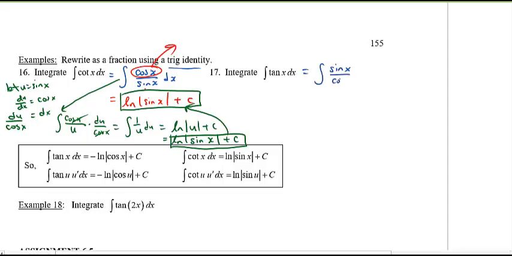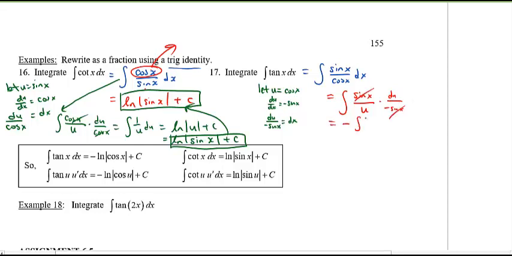Sine x over cosine x. Good. I'll use the U-substitution way this time. Let u equal cosine x, so du dx is negative sine x. Solving for dx, you get du over negative sine x equals dx. Making the substitutions now, we get sine x, cosine x, wait, that's u, dx, wait, that's du over negative sine x. That's great, those divide out.